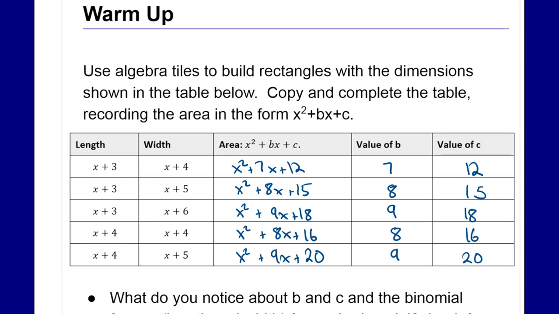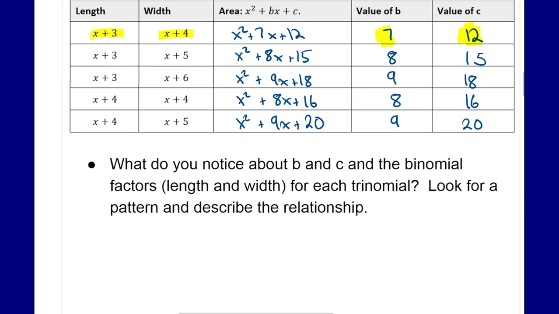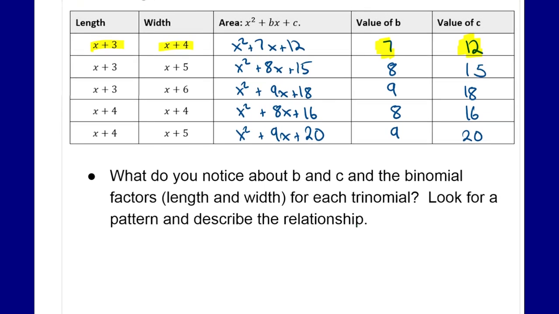So again, you can go through and use the algebra tiles to make those rectangles, and these are the answers that you should be getting. What do you notice about b and c in the binomial factors, or the length and the width of each trinomial? For example, for the first one, we are looking at these two values and these two dimensions. Is there a pattern between what the length and width are and the values of b and c? You can look at all the other examples as well to see if that pattern continues.